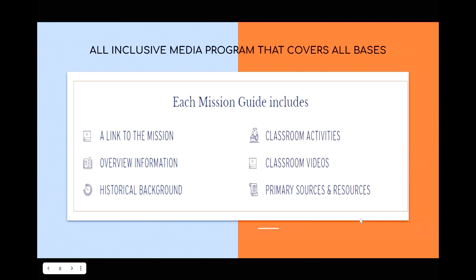Each interactive game comes with mission guides that will have a link to the mission, overview information in terms of the actual story, the fictional story of the character that you're going to play, historical background, which focuses on the facts of that particular situation, what was happening during 1941 during World War II, classroom activities, which include quizzes, critical thinking questions, classroom videos where students will be able to watch some of these reenactments, and then primary sources and resources where you will be able to see where all of this information came from.